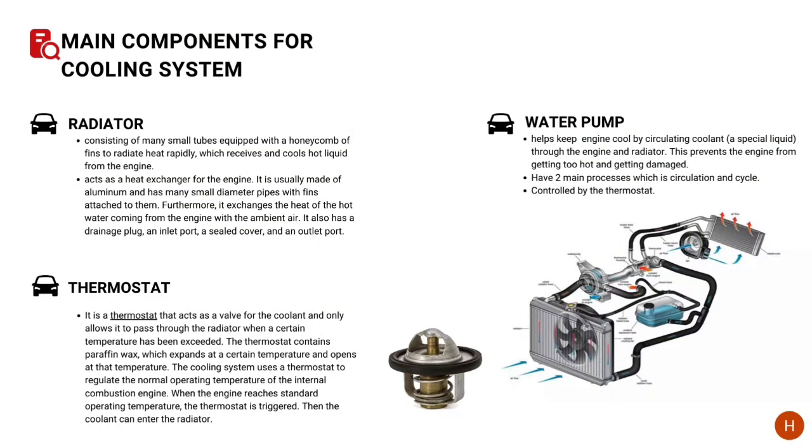There are three main components of the engine cooling system: the radiator, thermostat, and water pump. The radiator consists of many small tubes equipped with a honeycomb of fins to radiate heat rapidly. It receives and cools hot liquid from the engine, so basically it acts as a heat exchanger for the engine.